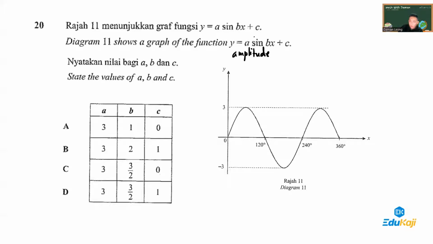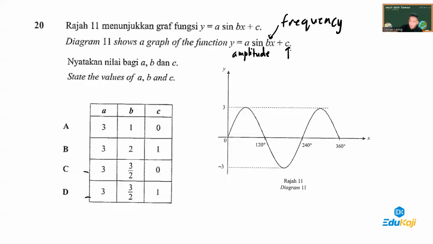Okay. B is the frequency. Frequency means how many times it repeats. Usually we look at 360 degrees. Now in 360, it repeats 1.5 times, and 1.5 means 3 over 2. So it's either C or D.